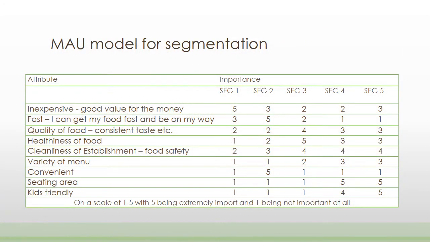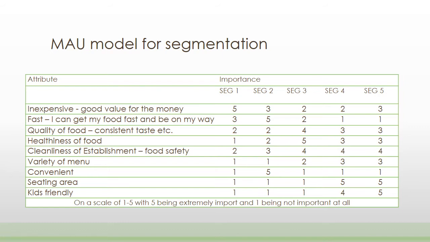So what I've done here now is I've created a MAU model for segmentation, a multi-attribute utility model for segmentation, where I've looked at each of the attributes and I've looked at different segments, that is different groups of customers, and what they find to be the most important. Remember, this is on a scale of 1 to 5, with 5 being extremely important and 1 being not important at all. So you can see for segment 1 here, for instance, the price of the food is the most important item. They're interested in fast, and they're interested in the quality of the food and the cleanliness of the establishment, obviously, a little bit. But their major concern is fast.